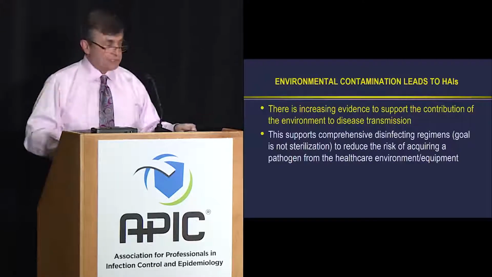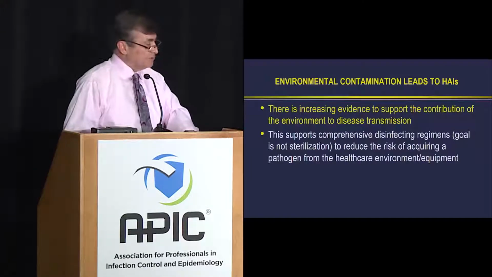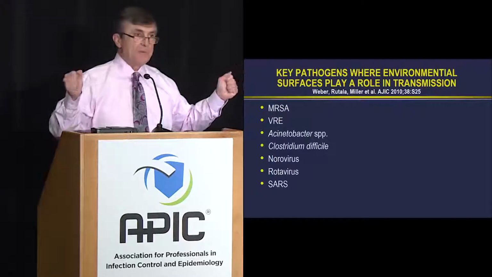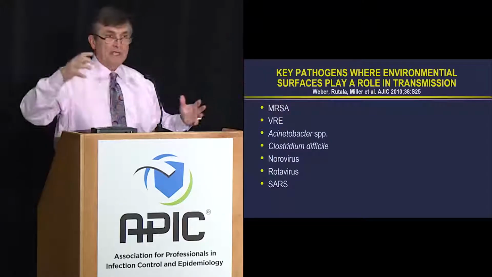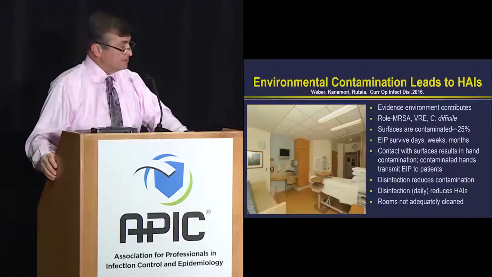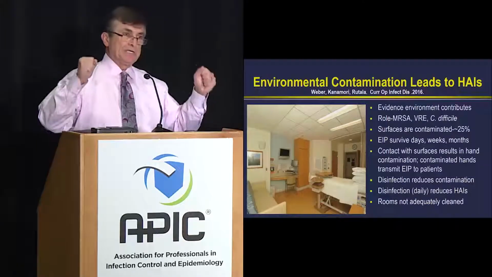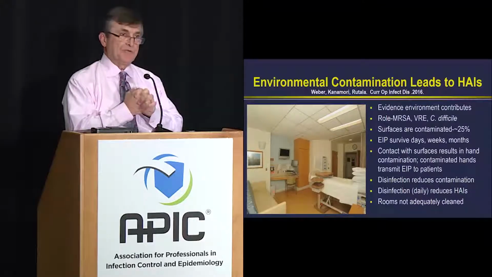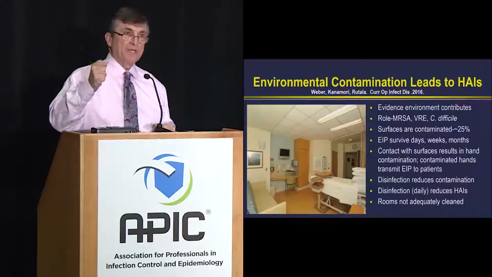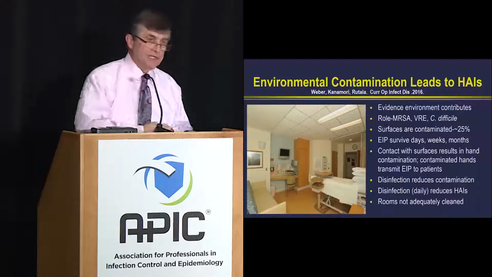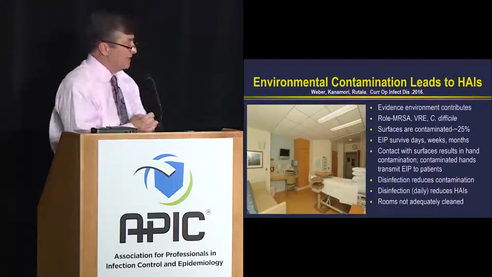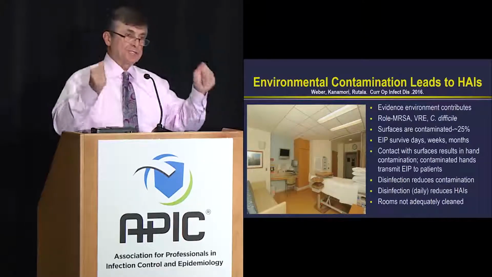Well, there's increasing evidence to support the role of the environment in disease transmission. We know there are many pathogens that have an environmental mode of transmission, things like MRSA and VRE and Acinetobacter and Clostridium difficile, norovirus, and some others. Over the last 10 years, we've had very significant data telling us that the environment is important in the transmission of infection, and that it's important for certain pathogens, like MRSA and VRE. It tells us that surfaces are contaminated.